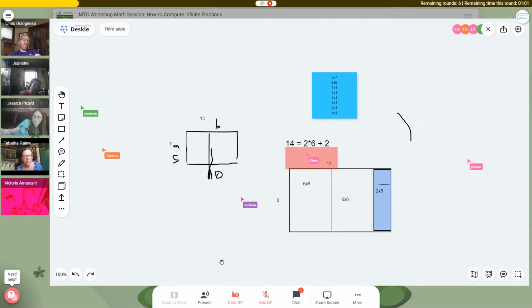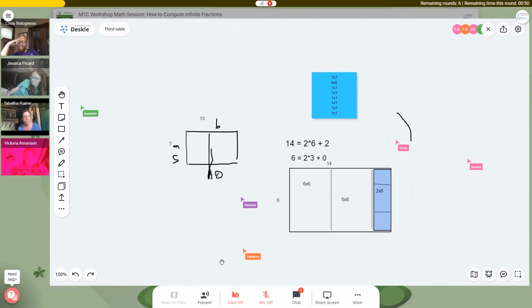I don't know if this is answering his questions, but I thought it was a cool connection to division. Yeah, it's still a cool thing to see and discover.